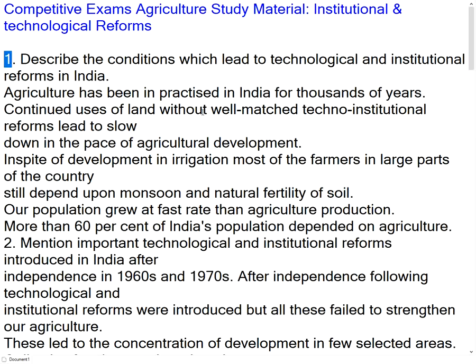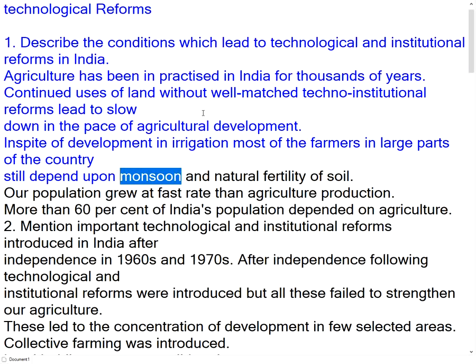1. Describe the conditions which lead to technological and institutional reforms in India. Agriculture has been in practice in India for thousands of years. Continued use of land without well-matched techno-institutional reforms leads to a slowdown in the pace of agricultural development. In spite of development in irrigation, most of the farmers in large parts of the country still depend upon monsoon and natural fertility of soil.